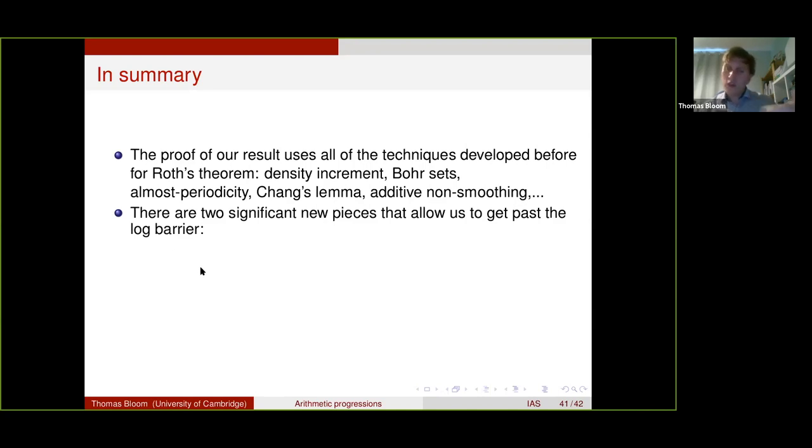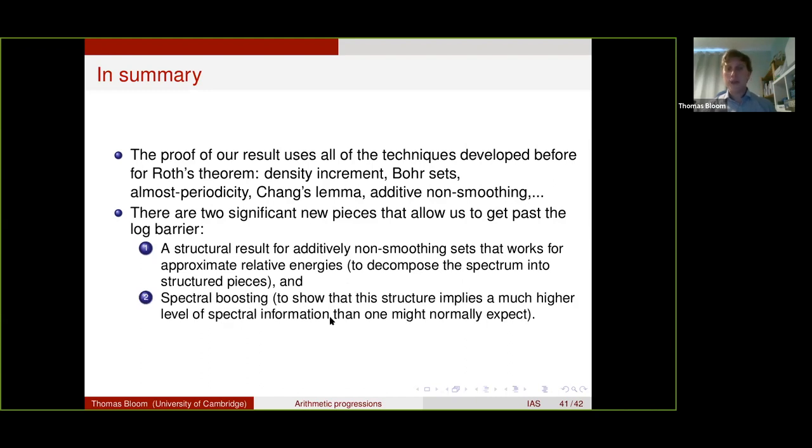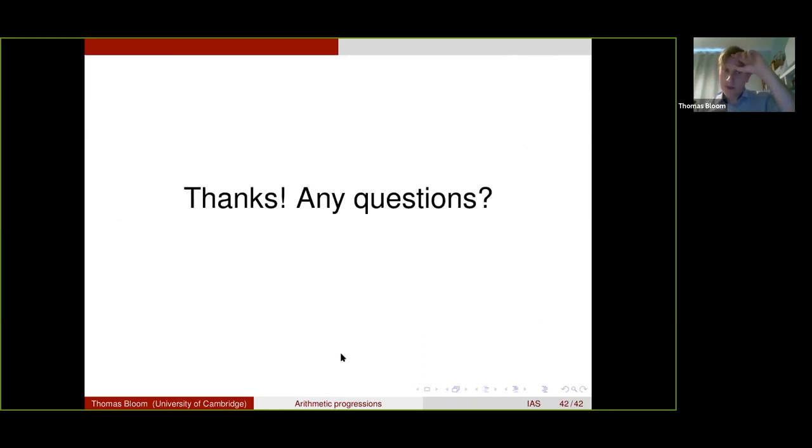As well as doing all that in the integers, there are two significant new pieces present in our work. First is a structural result for additively non-smoothing sets that works for approximate energies, and that's what I'm going to be talking about in the second half of the talk. And also spectral boosting, which means that we can exploit the structure we obtained from our structural results to get a really high level of spectral information. I'll stop the first part of the talk there and break for a couple of minutes, for any questions and to change slides.